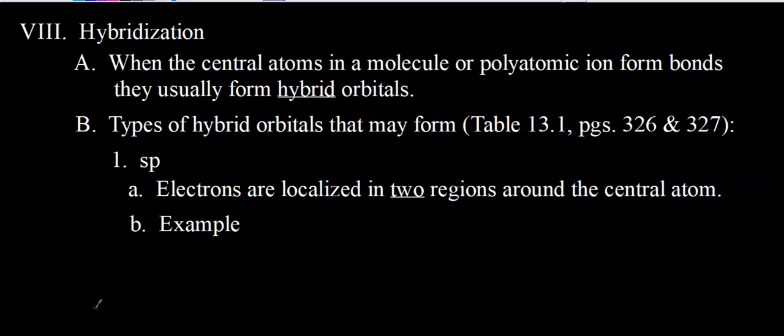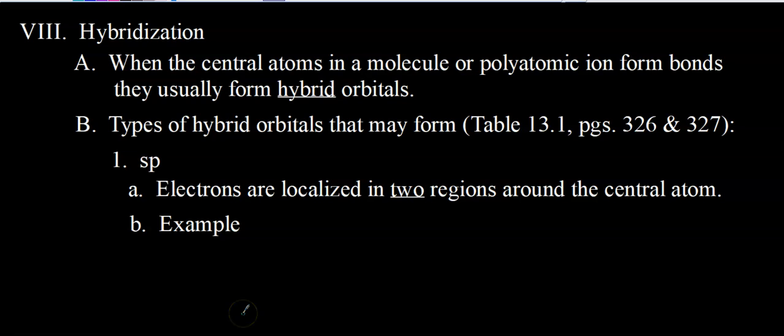So here's how it works. In a molecule or polyatomic ion, the electron groups around the central atom, now that can be bonding pairs of electrons or lone pairs, will be found in hybrid orbitals. So we want to look at the central atom and see how many electron groups are around it. That will be the same as the number of hybrid orbitals, which will be the same as the number of atomic orbitals that combine to give rise to those hybrid orbitals. Let me show you what I mean.